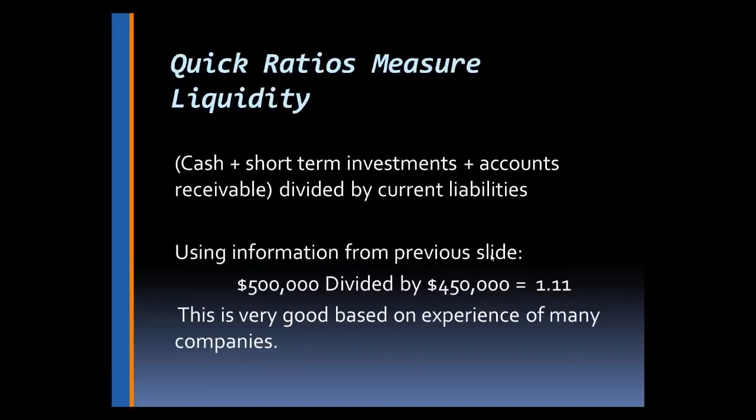So now let's make a calculation. To calculate the quick ratio, we divide the cash plus the marketable securities plus the accounts receivable by the current liabilities, and we get a ratio of 1.1. So this means we have more than $1 in quick assets to cover every dollar of current liabilities. This is a very good ratio. A 1-to-1 ratio for a quick ratio is very, very good. It means that we're very liquid and can certainly meet our current obligations when they come due.